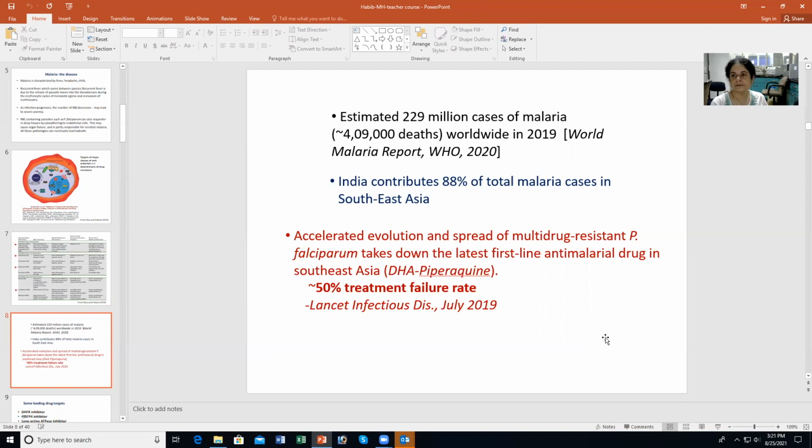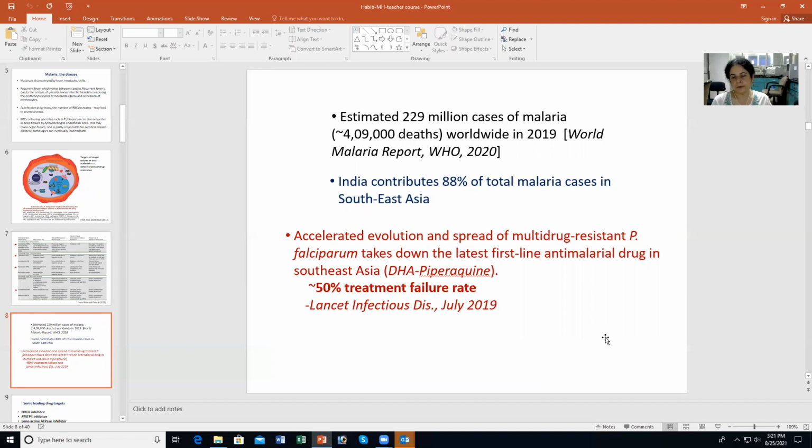What is alarming for treatments, as I mentioned earlier, is that for the latest frontline treatment in the field, DHA-piperaquine, resistance started being reported in 2019. The first paper showed that when they gave the DHA and piperaquine combination, there was 50% treatment failure in Southeast Asia. This is a very, very high treatment failure, which essentially means that you have resistance to DHA and to piperaquine developing, also affecting the resistance to an artemisinin drug. And this can take down the first-line anti-malarial in this part of the world. So this poses a great threat to us.